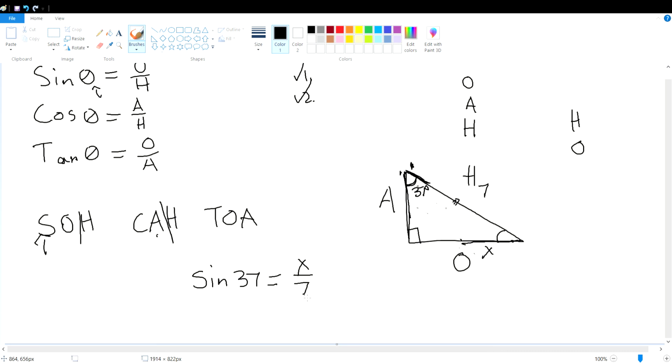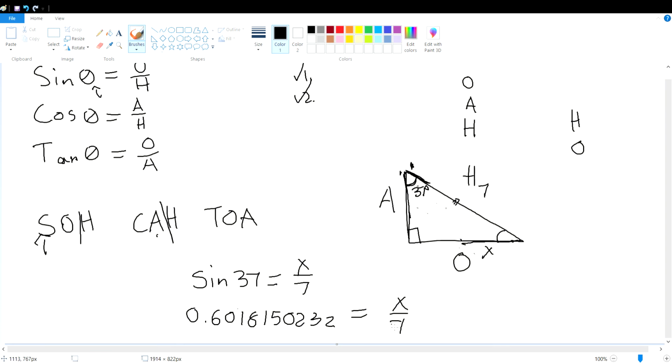So you type in your calculator sine of 37, and you'll get this really long number. Copy it down. Sine of 37 on my calculator is 0.60181502232. So we have this mess is equal to x over 7.